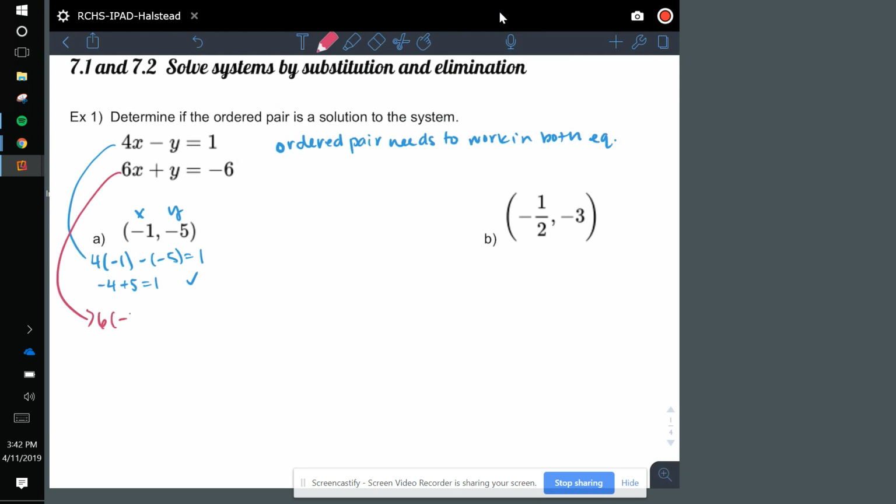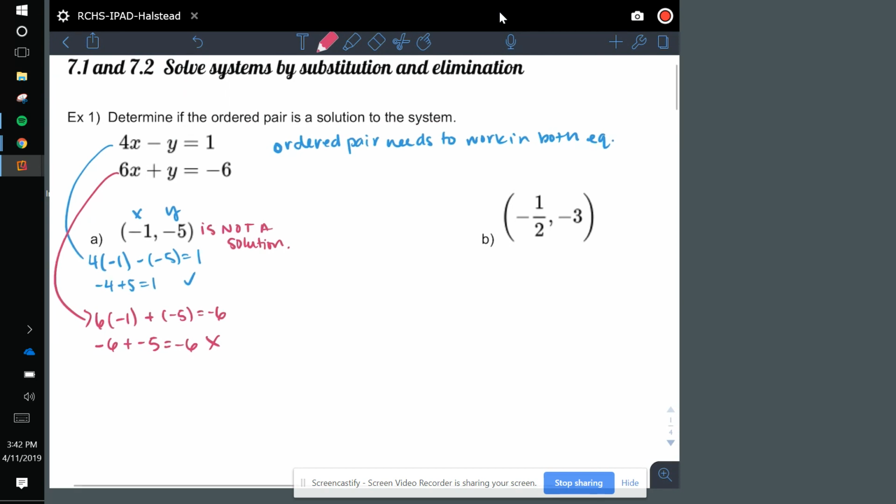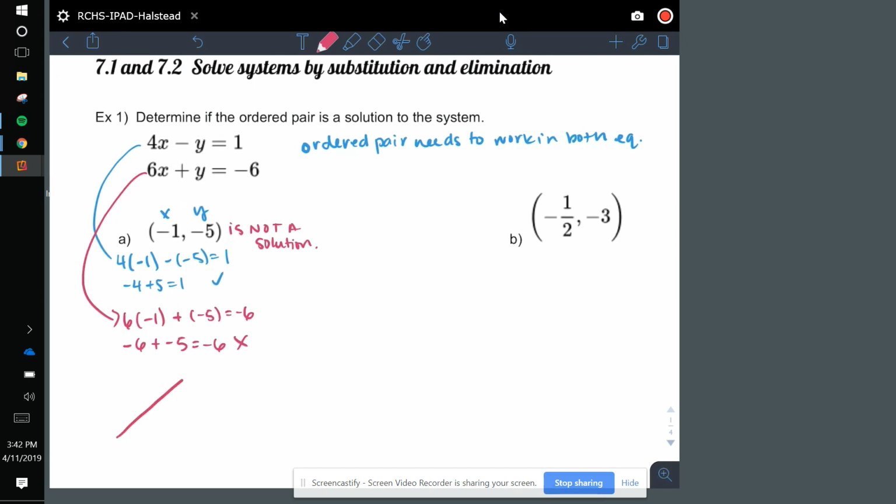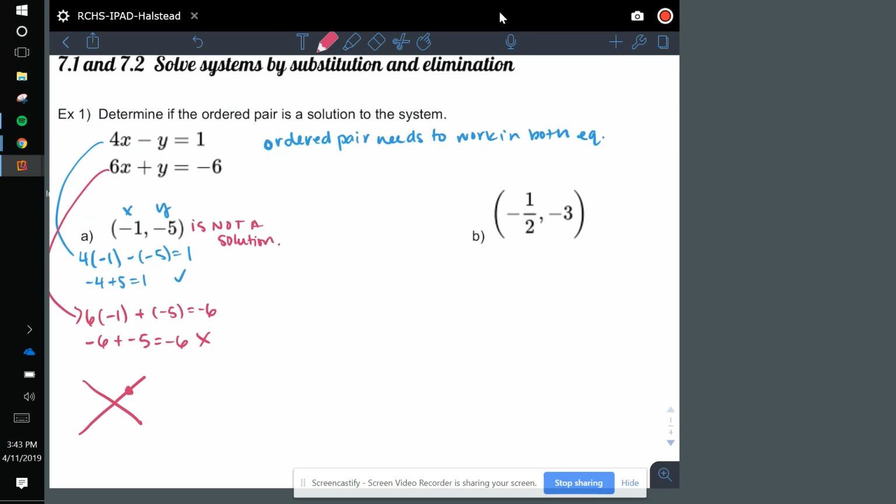Okay, so 6 times -1 plus -5 is equal to -6. So -6 plus -5 is -6. This is not true. So (-1, -5) is not a solution. It's only a solution to one equation, and I need it for both. So if I have a system of equations that looks something like this, this point would only be the solution to one equation. Okay? So let's try the second one.